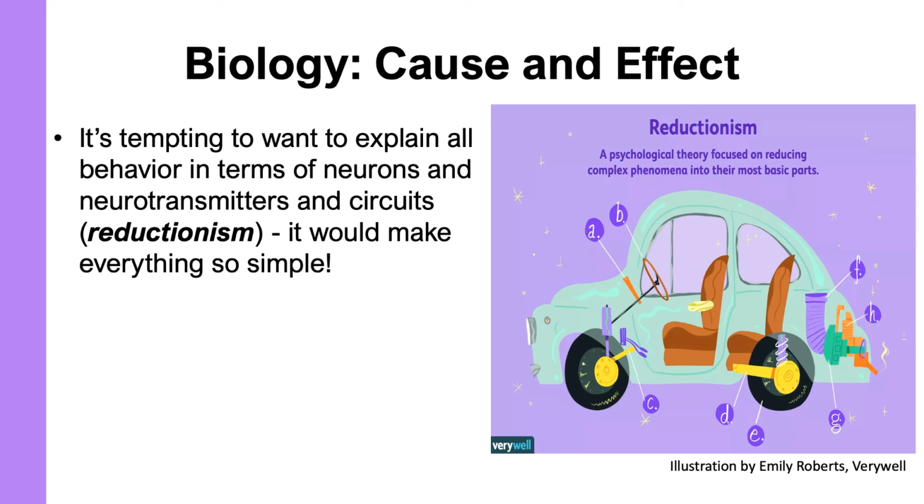It would make it so that, oh yeah, that person is too impulsive. Well, they just have too much dopamine. But it's more complicated than that. That is a much too simplistic way of thinking about human behavior.